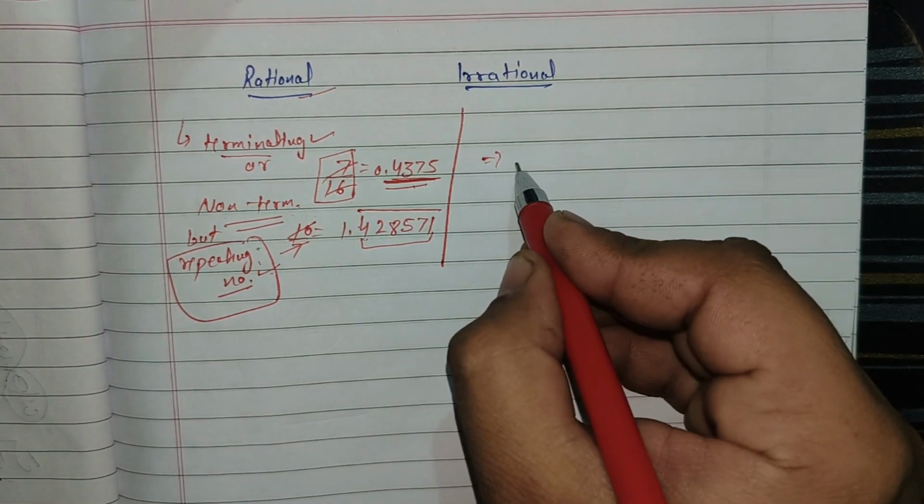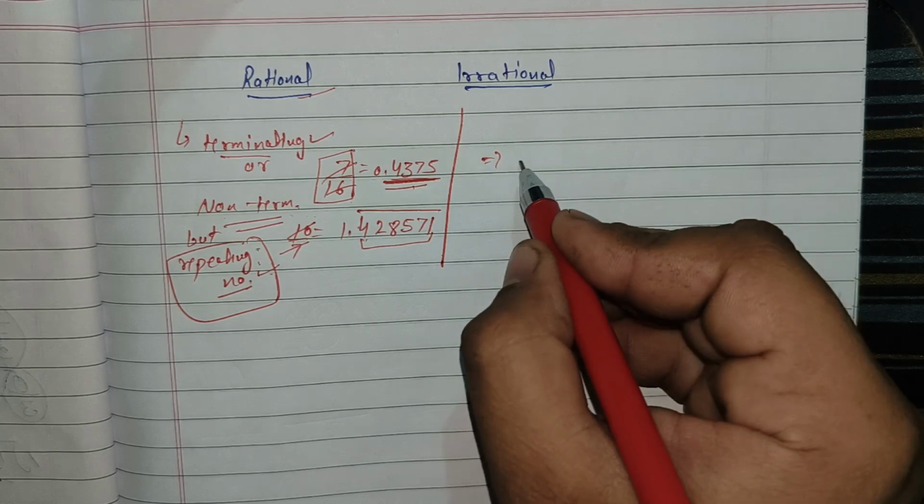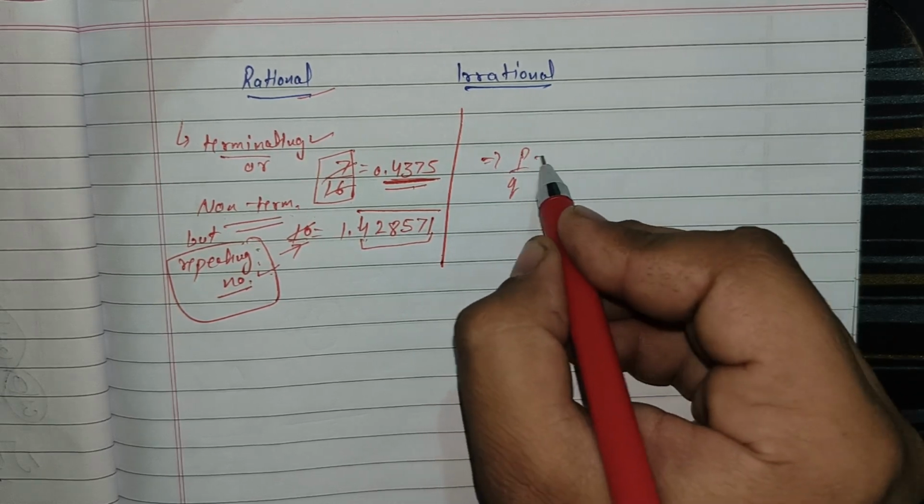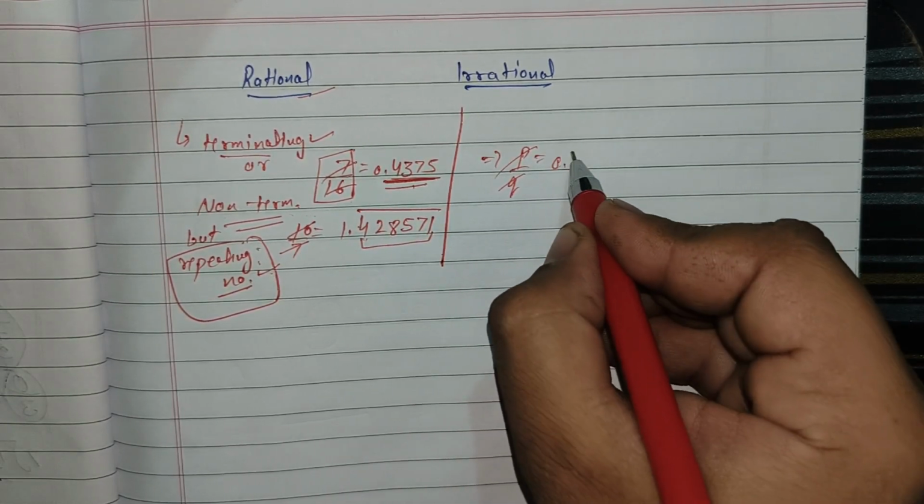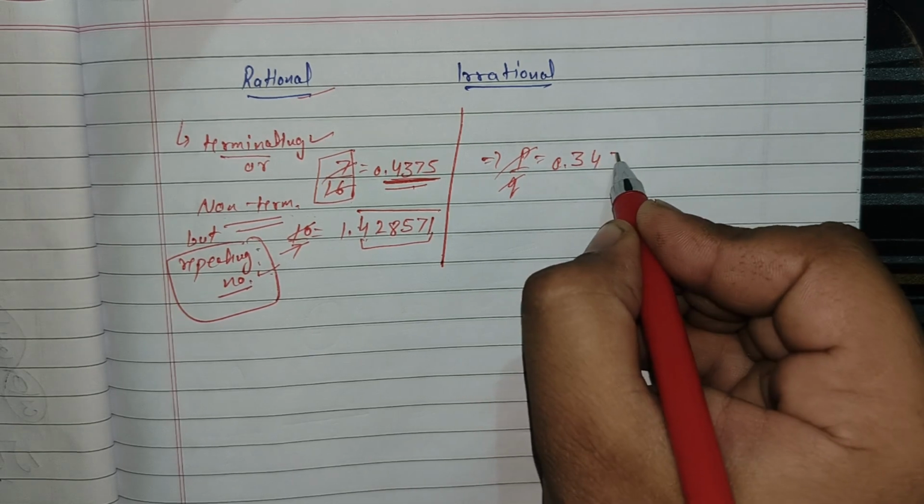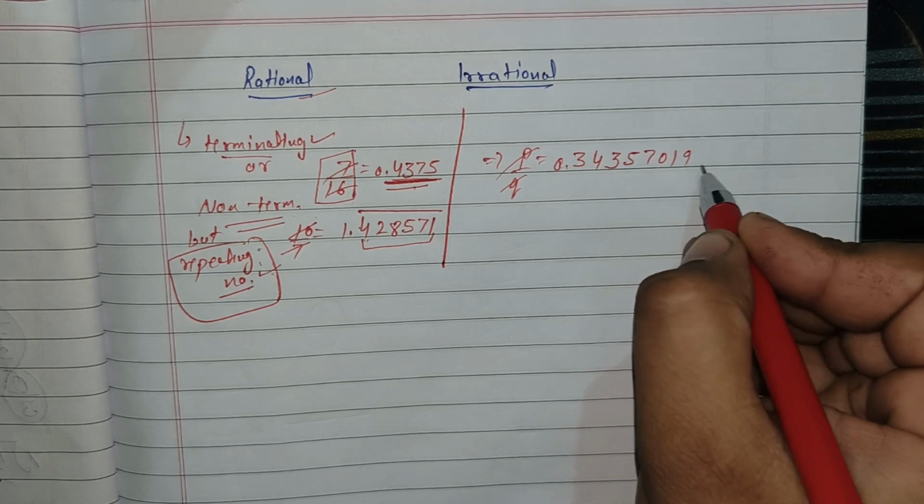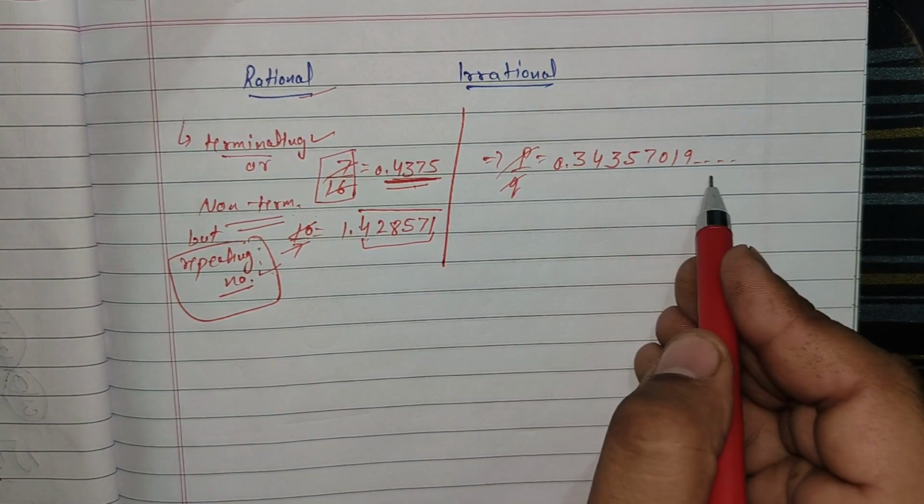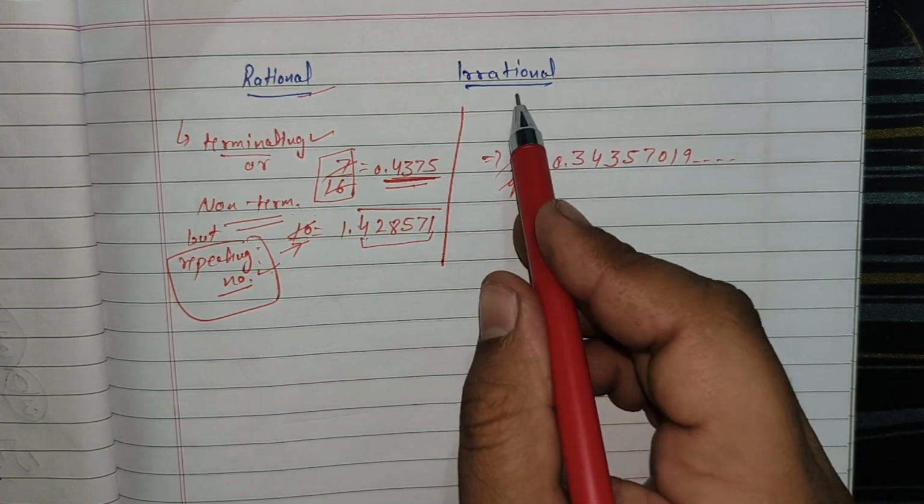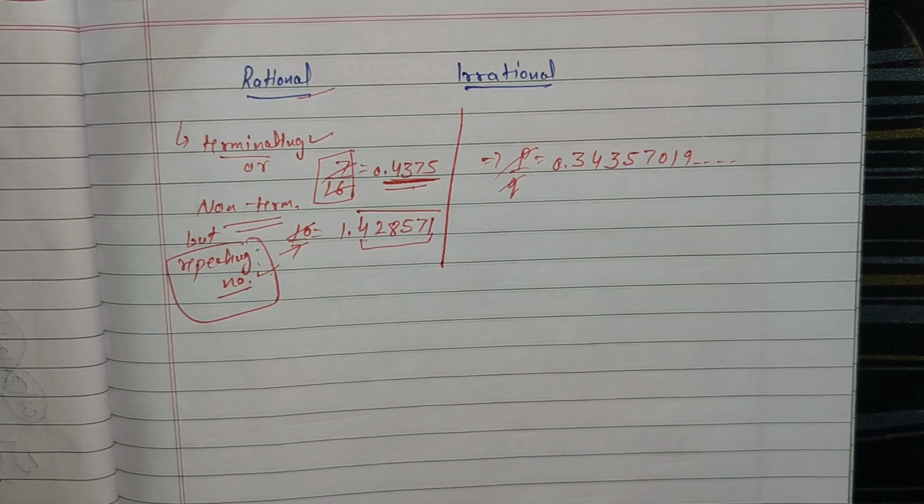Let's say, for example, we have a number in fraction form, and after dividing it we get something like 0.345370119 and so on. No number is going to repeat itself, so it is an irrational number. This is the major difference.